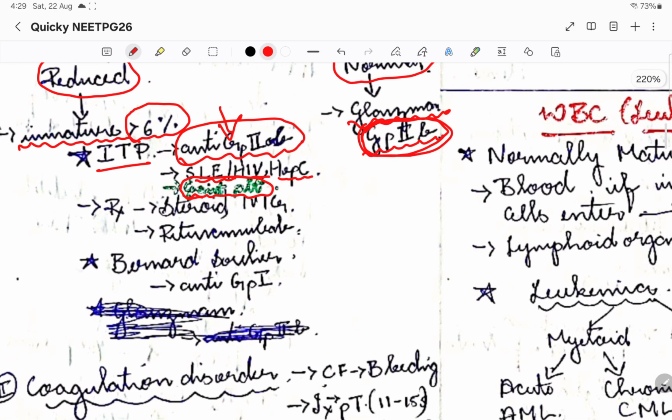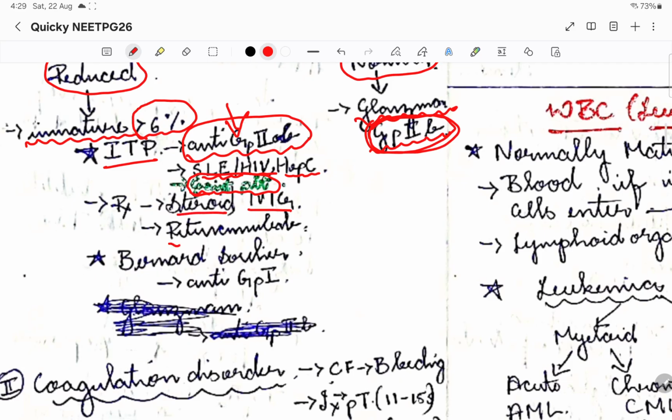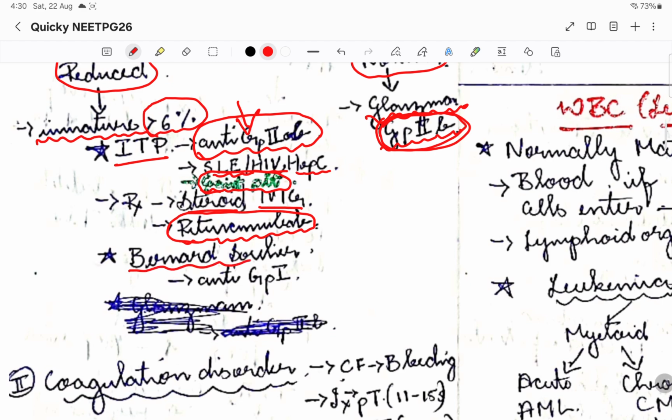So what is the treatment of this? It is an autoimmune reaction, so it is going to be steroids and IV immunoglobulins. Here also it is going to be rituximab. Where else would we see rituximab? It was in AIHA, autoimmune hemolytic anemia, right? So it is also autoimmune, so remember that rituximab is for immune thrombocytopenic purpura. And Bernard-Soulier syndrome we discussed already, right? Anti-GP1B would be Bernard-Soulier syndrome.